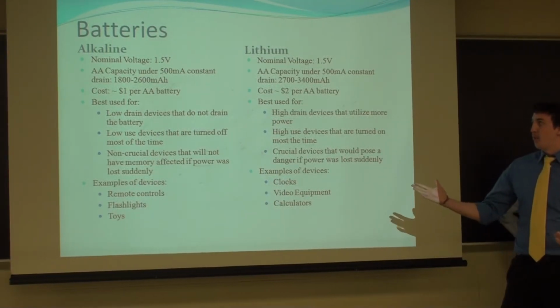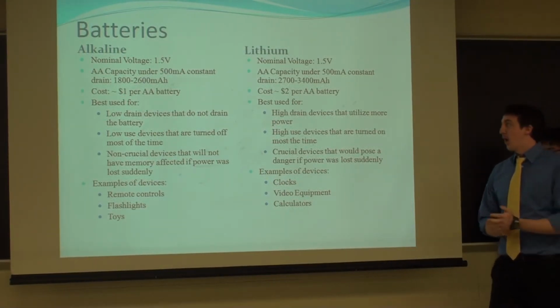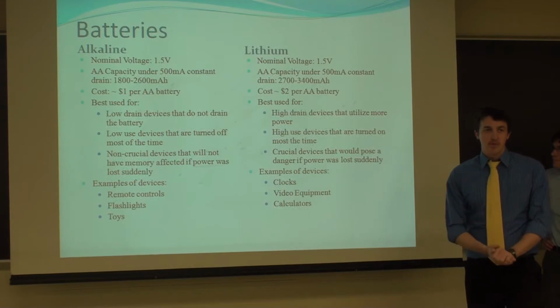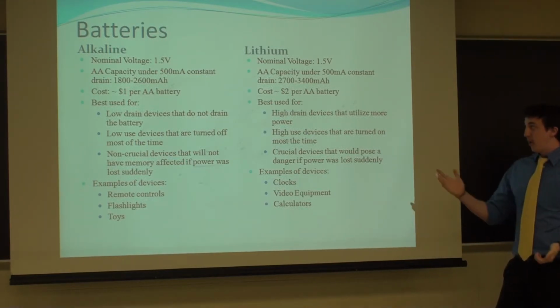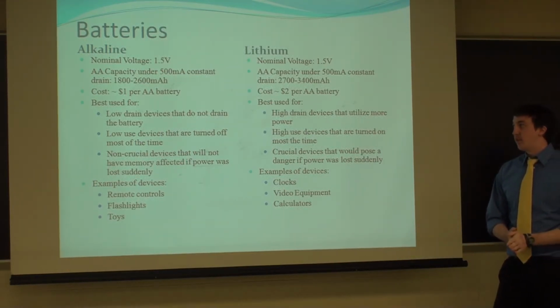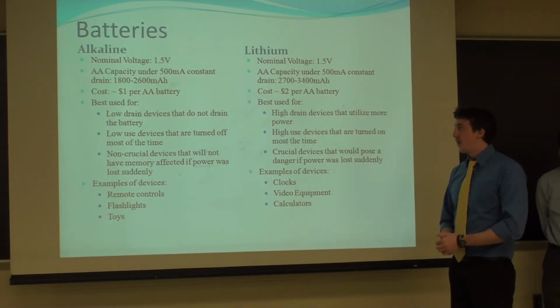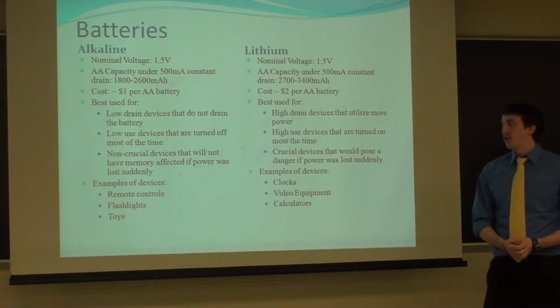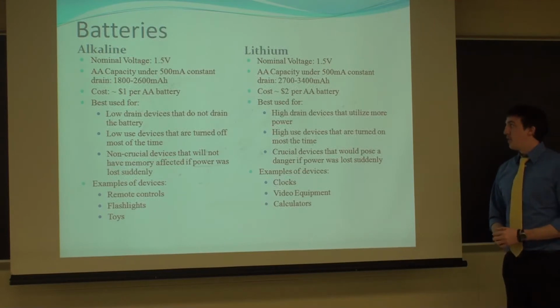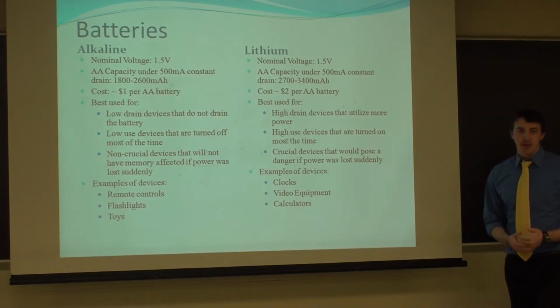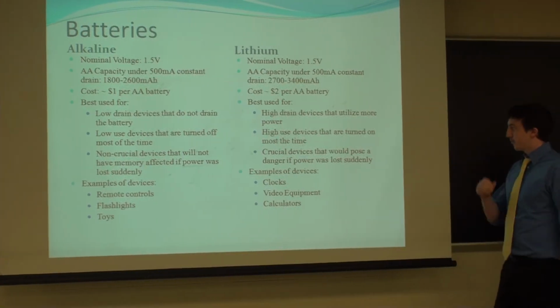So I'm going to compare both alkaline and lithium batteries. Both of them have a nominal voltage of about 1.5 volts. Under 500 milliamp constant drain for a AA battery, the alkaline batteries have about 1,800 to 2,600 milliamp hours, while the lithium batteries have about 2,700 to 3,400 milliamp hours.